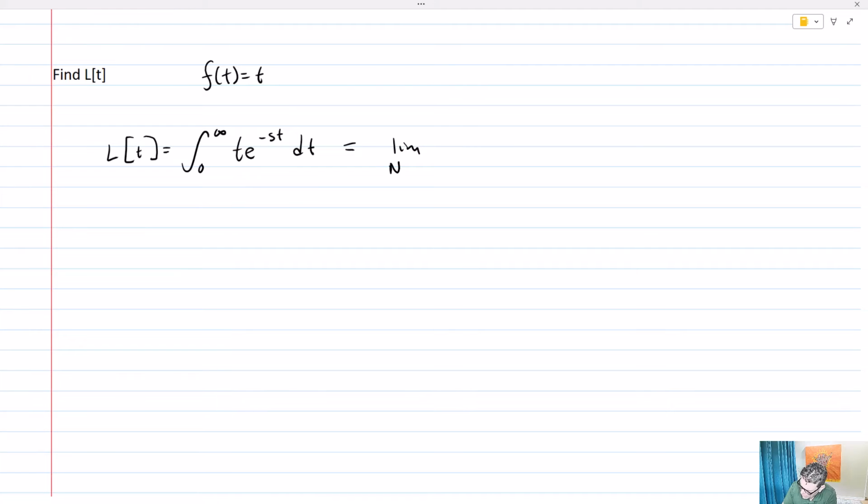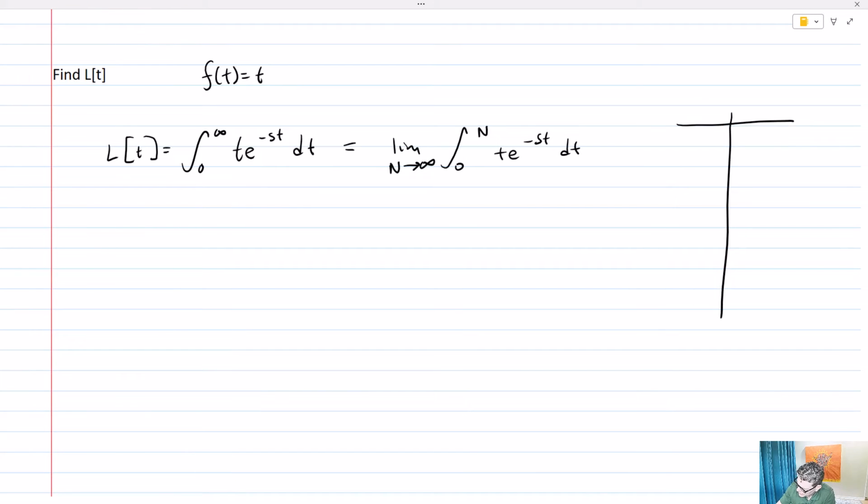Now let's find the Laplace transform for the function f of t equals t. Now what we have is the Laplace transform for t is going to equal the integral from 0 to infinity of t e to the negative st dt. And that will then equal the limit, and we'll use our dummy variable n going to infinity, again, 0 to n, t e to the negative st dt.